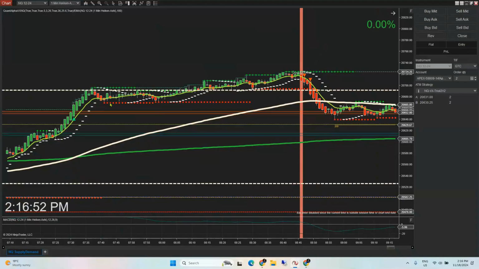Do not take a short trade if the price is above the 100 EMA. I don't care if it's winning or losing. Like I saw this today, all right, no problem. I can take it.